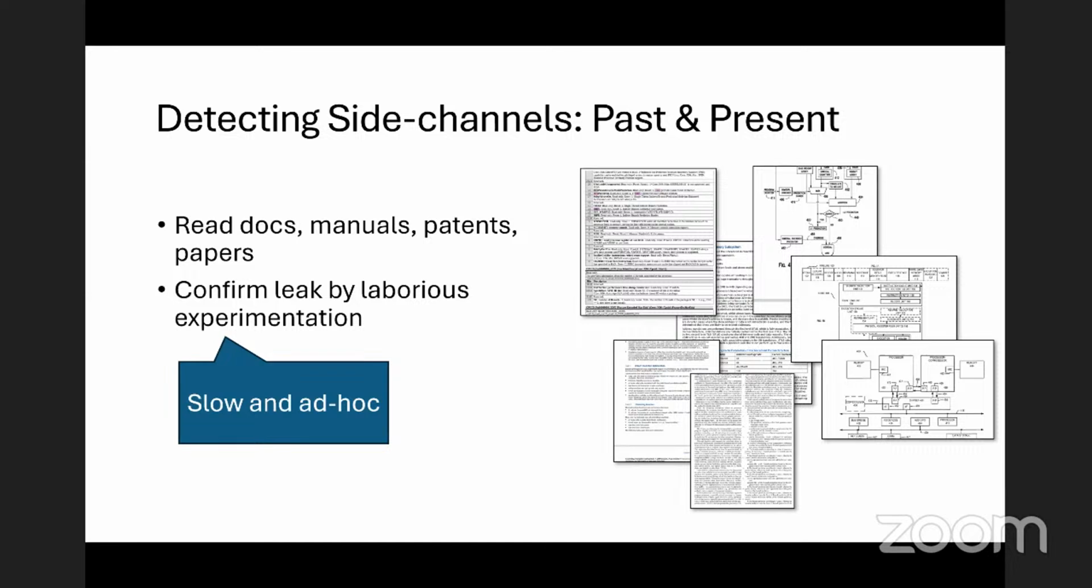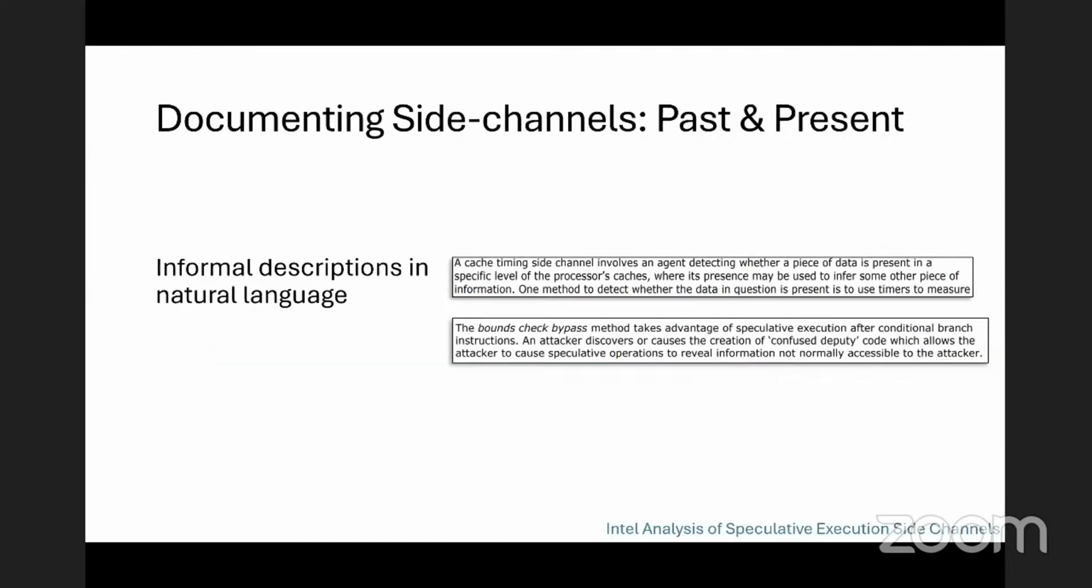Once we've detected them, how do we make sure that we're not running into the same issues over and over again? Well, we document them. So for example, there are websites by Intel where all of the known leaks are documented, and usually those documentations are written in informal and ambiguous language. These two text snippets describe the cache side channel and the bounds check bypass that you've seen previously. And if you read them and don't know what's going on, then good luck with understanding it. So it's ambiguous, it's incomplete.